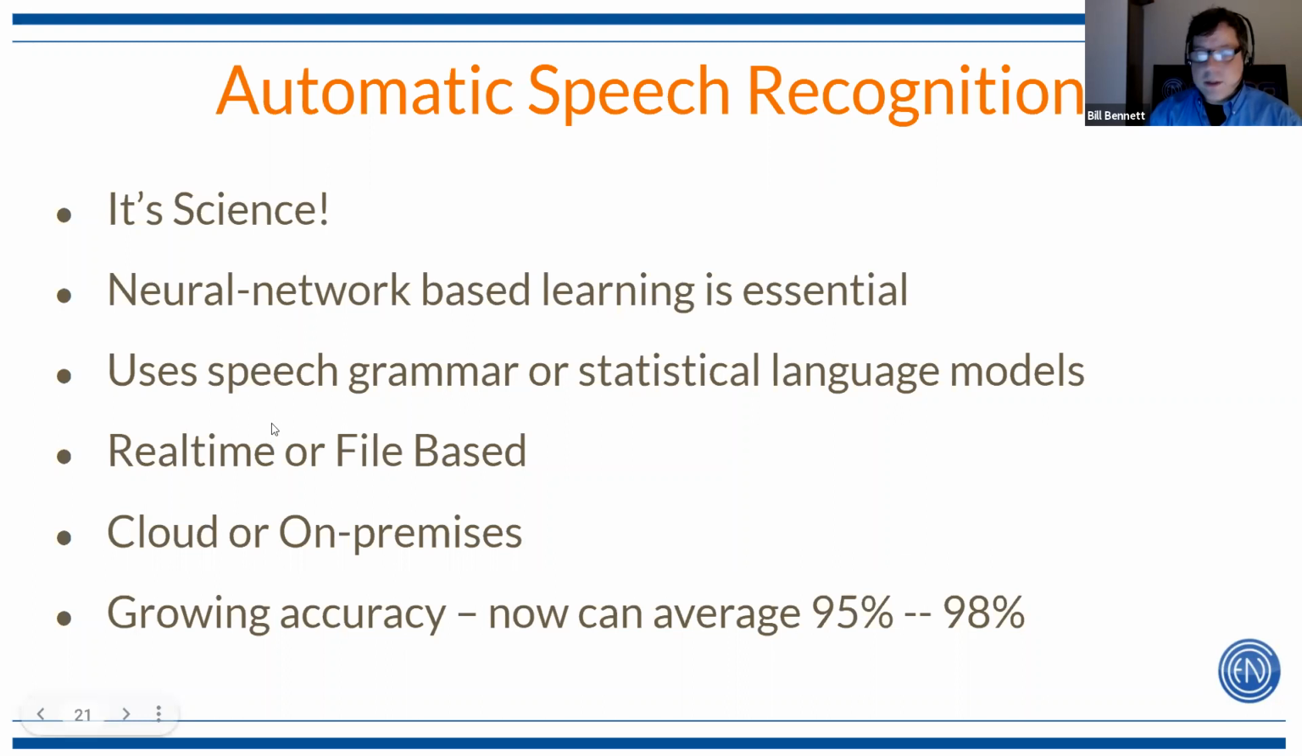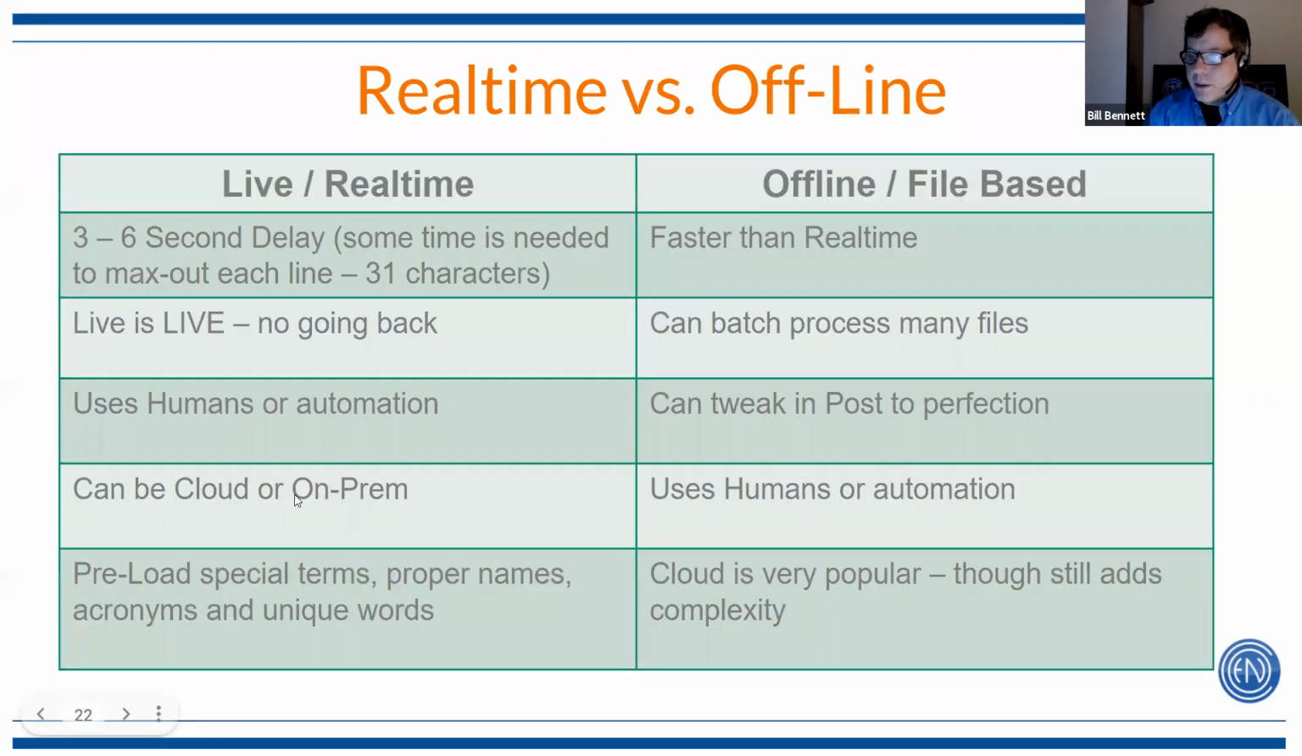I talked earlier about statistical analysis along with grammar being parts of this. Real time or file based is kind of neat. We'll talk about that in a minute, but you don't just caption live like you do for on the air. There's plenty of times to caption files, and there's a whole lot more file content out there that needs to be captioned than live. And cloud and on premises are also what ASR can do, either one. And we talked about the accuracy there.